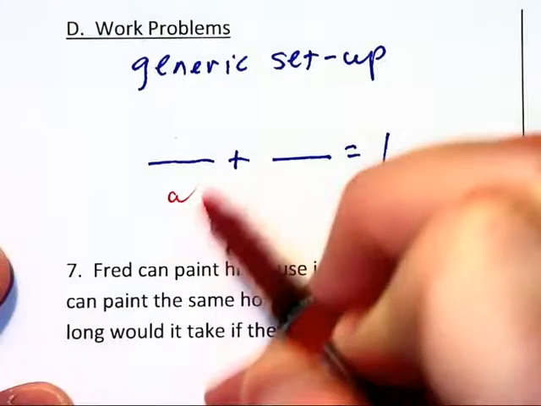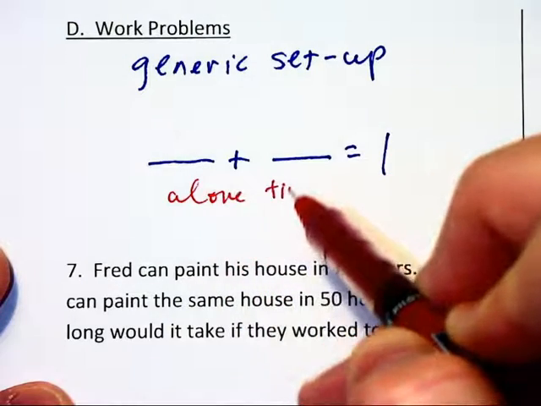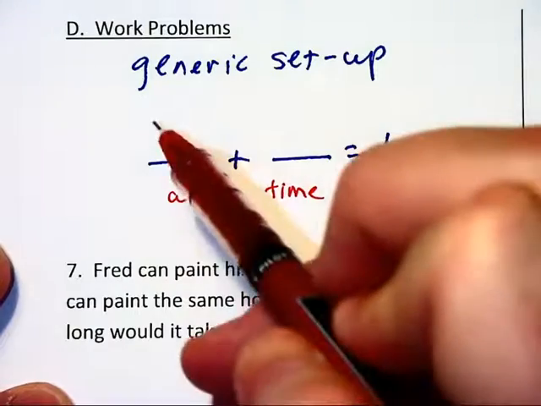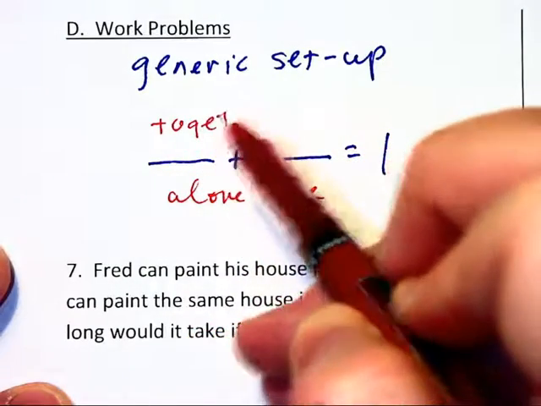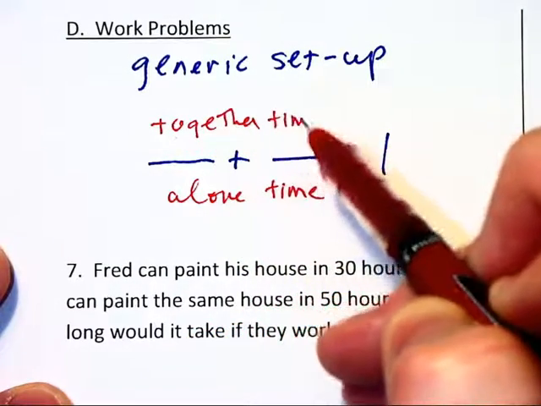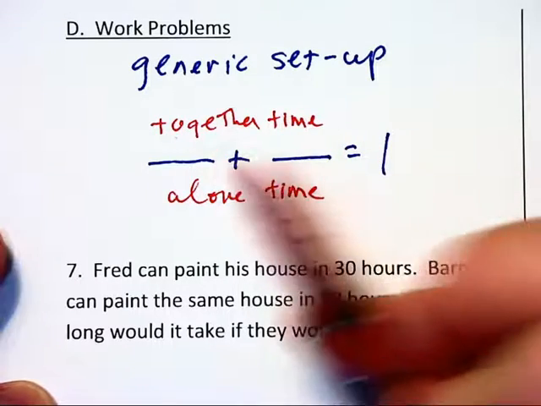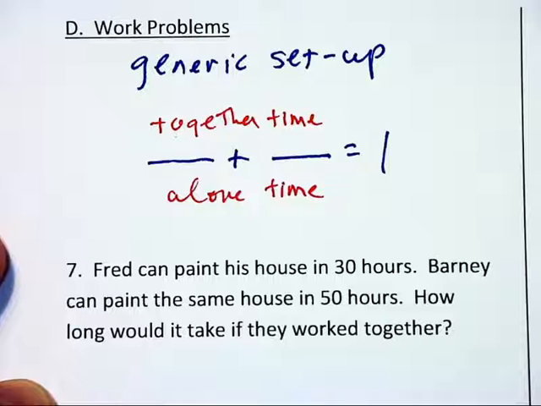I put the alone time down in the denominator. That's how long it would take each person to do the job working alone. And I put the together time up in the numerator. And sometimes someone gets a little extra time spent alone on the job. The together time or the actual time goes in the numerator, as you'll soon see.